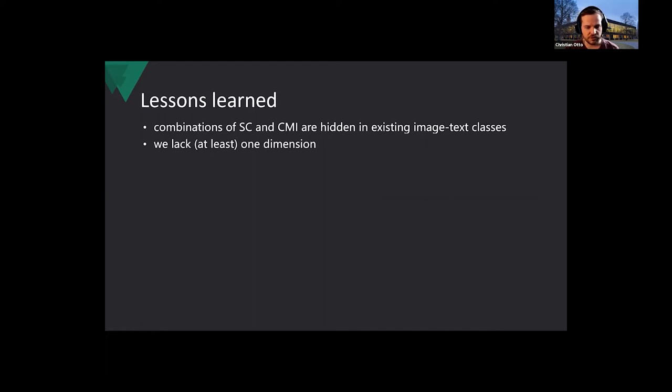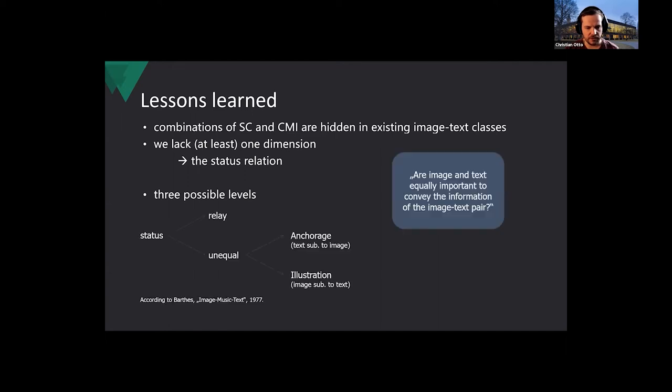And what also was pretty clear pretty quickly is that we lack at least one metric. This is called the status relation, and it was introduced in 1977 by Barthes. It simply answers the question: are image and text equally important to convey the information of the image-text pair? The answer has three possible dimensions: either yes, they are equally important, or they are unequal. And if that's the case, either the text or the image is more important to convey the overall message of the image-text pair.